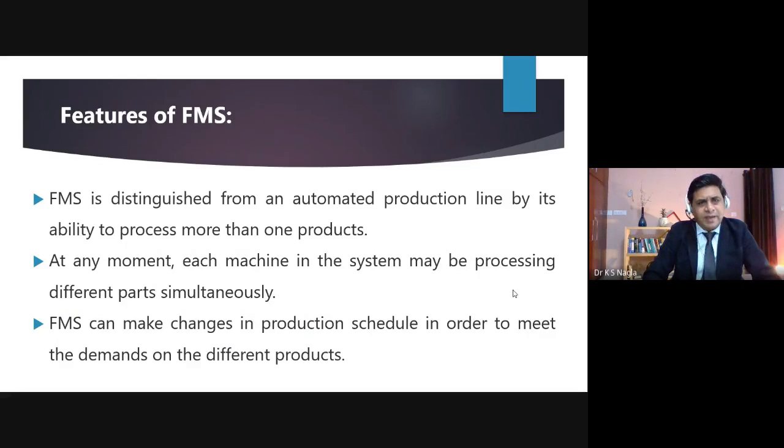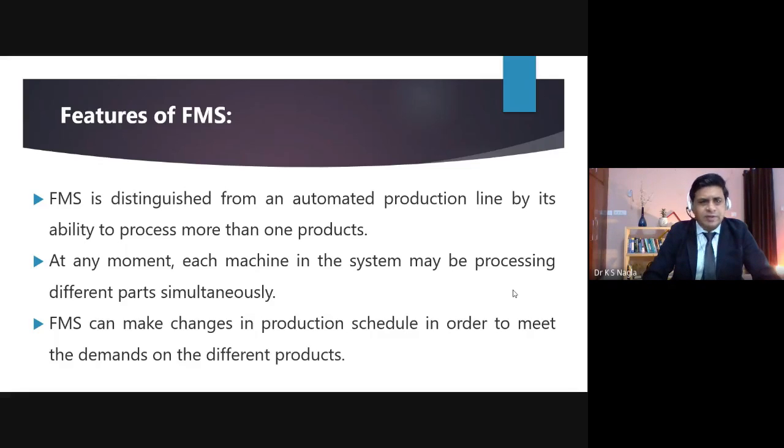The FMS is distinguished from an automated production line by its ability to process more than one product. At any moment, each machine in the system may be processing different parts simultaneously. This is a feature of the flexible manufacturing system.